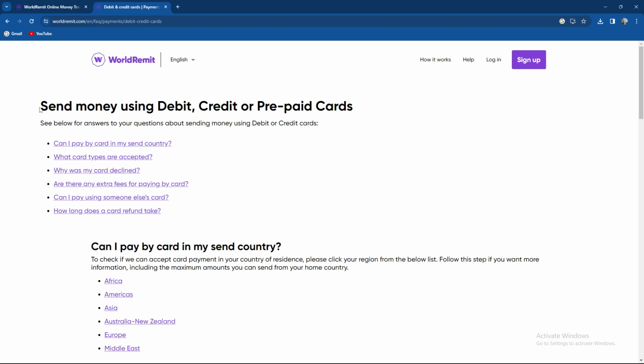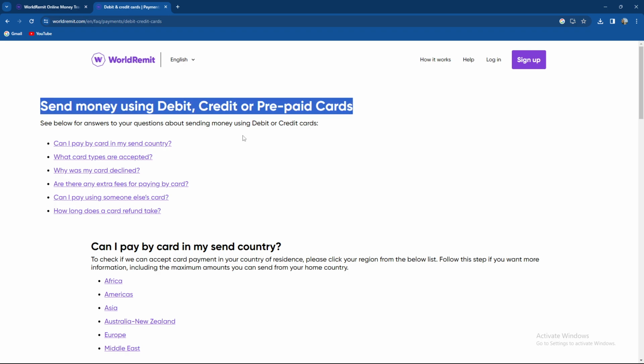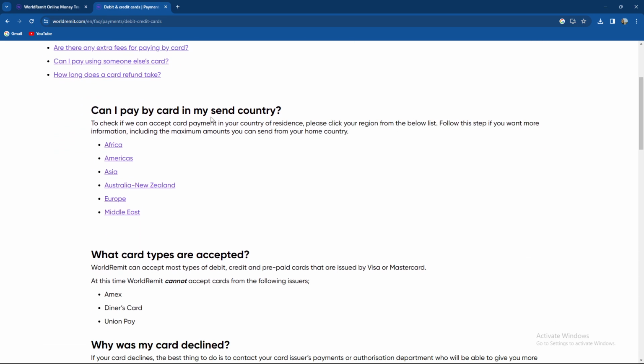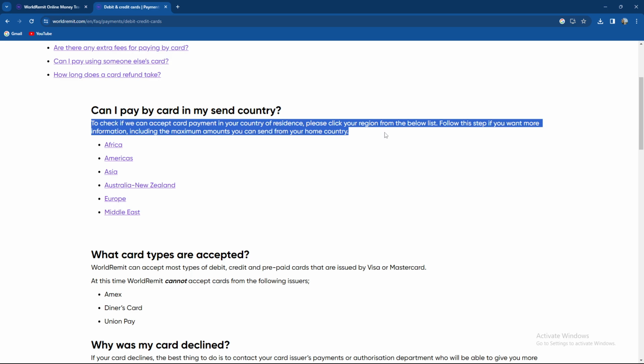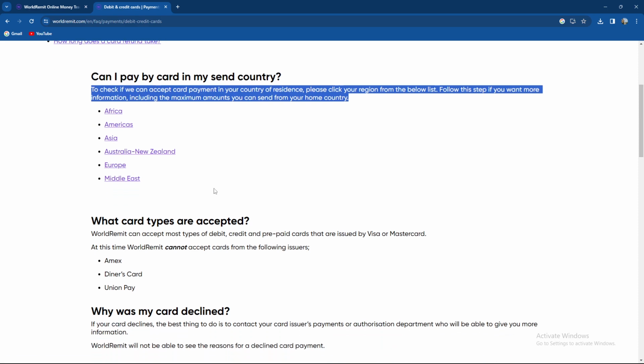So as you can see, you can send money using debit, credit or prepaid cards. So basically, can I pay by card in my send country? To check if they accept card payments in your country of residence, click on the region below. As you can see, we have Africa, Americas, Asia, Australia, New Zealand, Europe and Middle East.